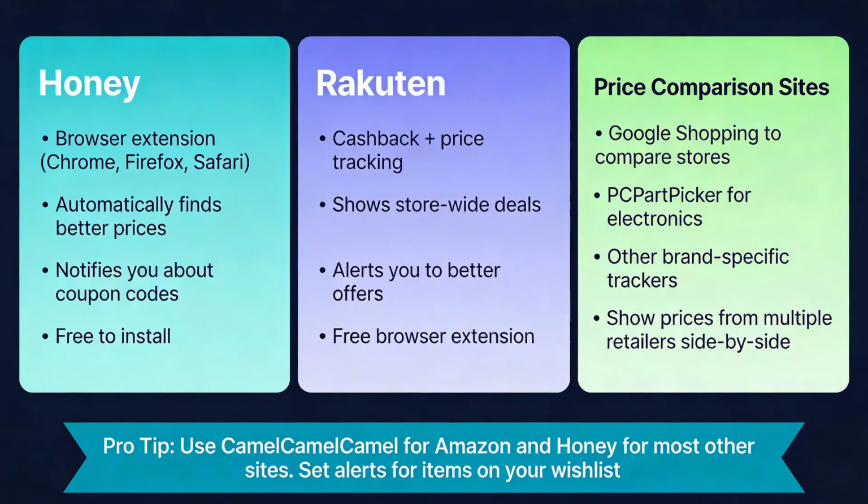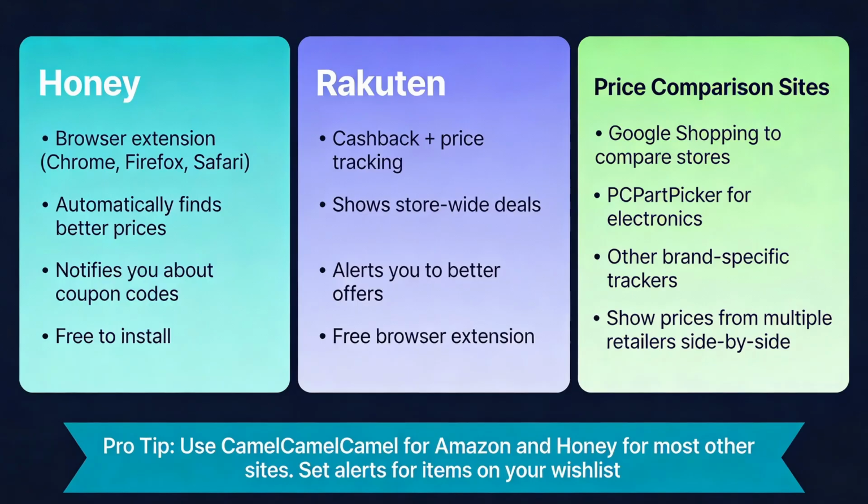So let's talk about Honey. Honey has a browser extension. It works in Chrome, Firefox, and Safari. It automatically finds better prices. It notifies you about coupon codes, and it's free to install. Now, Rakuten, I'm going to call it Rakuten. You get cashback and price tracking, it shows store-wide deals, and alerts you to better offers. It is also a free browser extension as well.